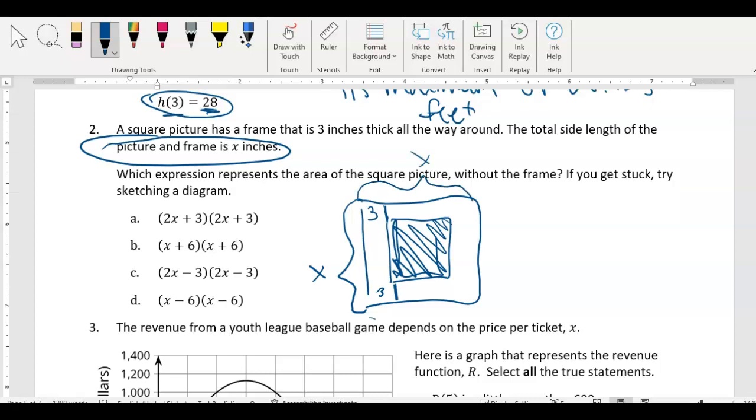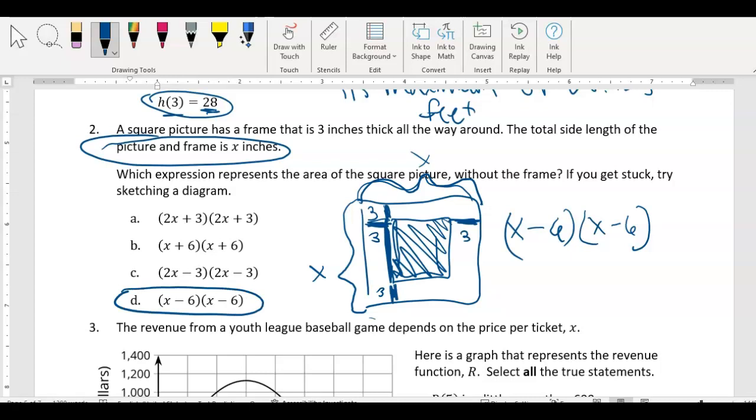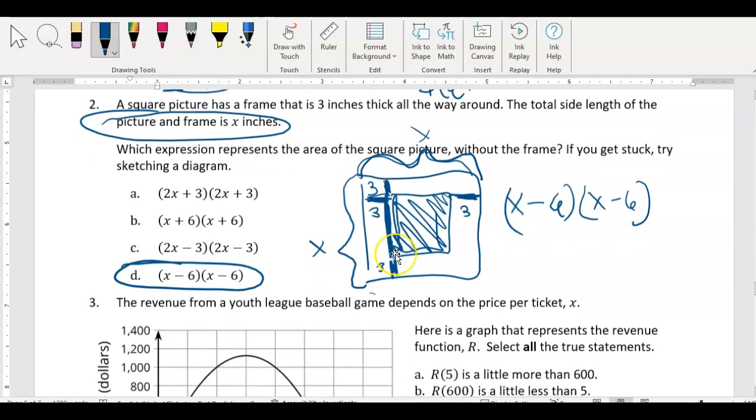However, because we want to calculate without the frame, the length of this side of the actual picture is x minus the 3 inches on this side and the 3 inches on this side. So x minus 6. And then that also means that the other side I'm multiplying it by, right, is subtracting these sides here, and so this would also be x minus 6. So x minus 6 times x minus 6 gives us the area of the inside of the picture.